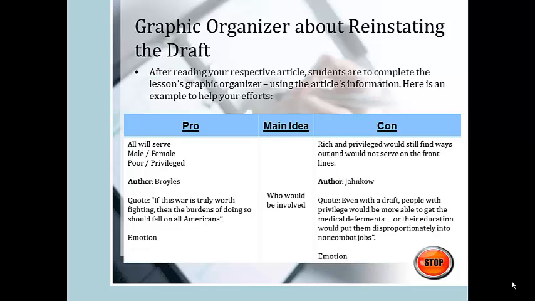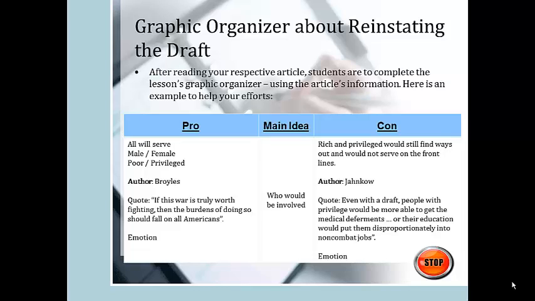After reading your respective article, students are to complete the lesson's graphic organizer using the article's information. Here's an example to help your efforts. In this particular graphic organizer, we have 3 columns. One is pro, which is for reinstating the draft. On the very far right-hand side, you'll have con, which is against reinstating the draft.